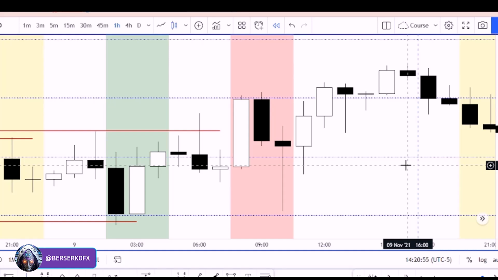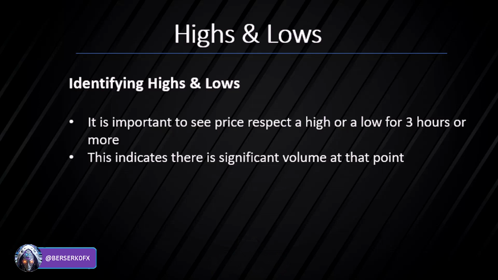Okay, so the key concept here is you want to identify our highs or lows. And what's that? It's a high or low that has been in place for multiple hours. Okay, 3 hours minimum. All right, and then once we have that high identified, then of course we just sit and wait for price to come back to hit it.